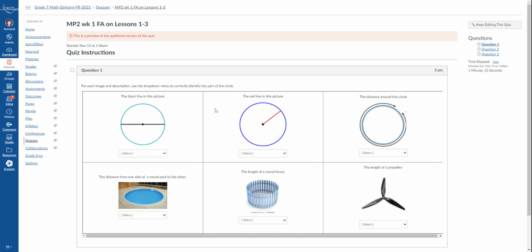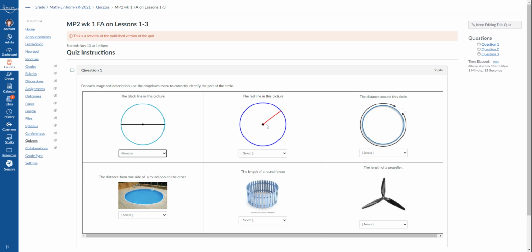So question 1, you had to identify whether it was a radius, diameter, circumference, or pi. Well, none of these are pi. Pi is a number. These are not numbers. So don't worry about that answer. It's just, is it radius, diameter, or circumference? The black line goes from edge to edge. Edge to edge is diameter.